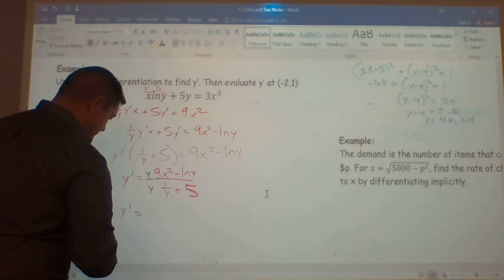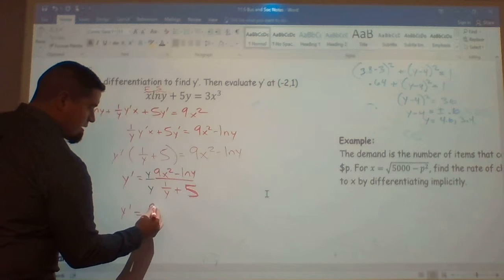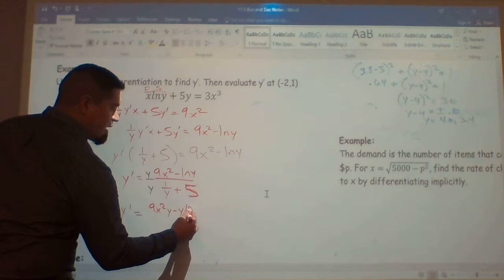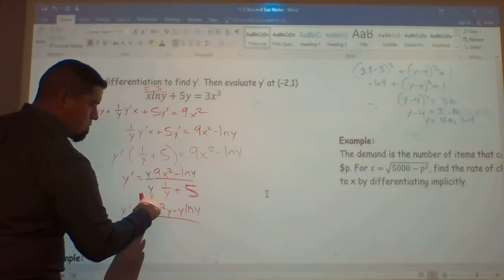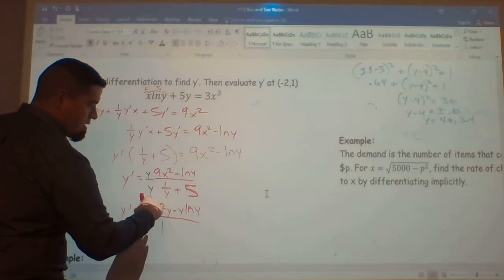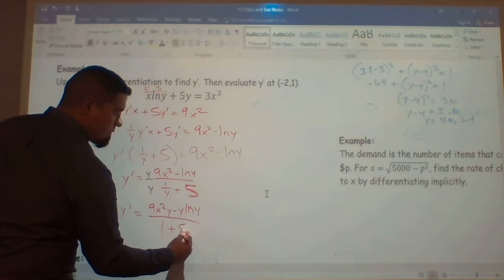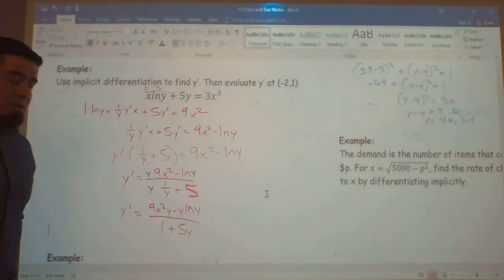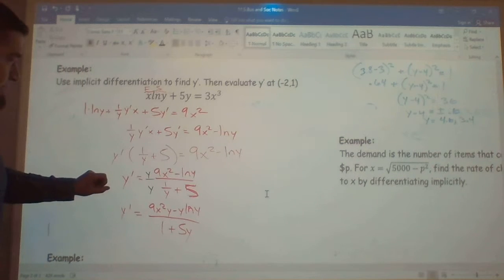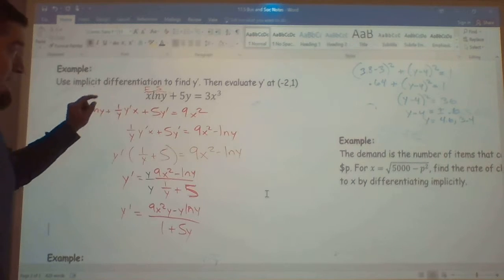So that would give us 9x squared y minus y ln y over y times these two, which would be y times 1 over y is 1, y times 5 is 5y. Okay, so from here, we got that far. What we didn't do was evaluate.